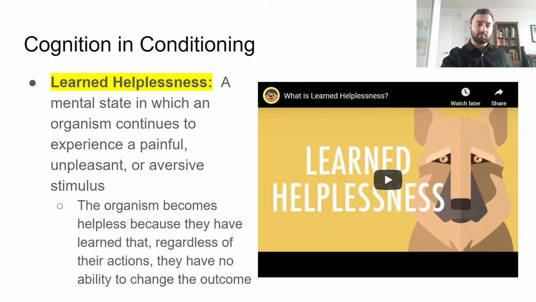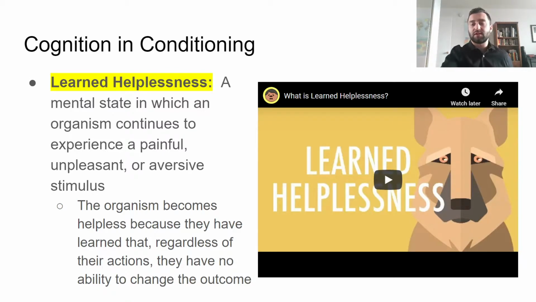All right, so again, it's where we do not believe that we are in charge of what's happening. We're not in control. So to give the specific definition, learned helplessness is a mental state in which an organism continues to experience a painful, unpleasant, or aversive stimulus. So what happens here is basically the organism learns that they are helpless. Okay, I'm just going to read that bottom part: because they have learned that regardless of their actions, they have no ability to change the outcome.